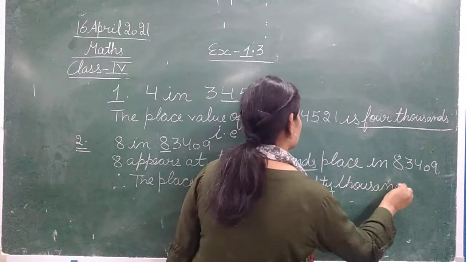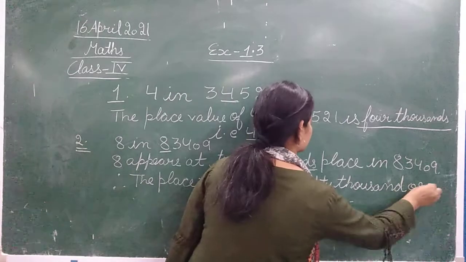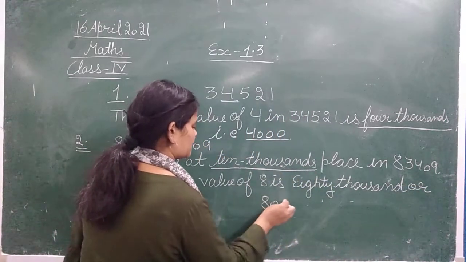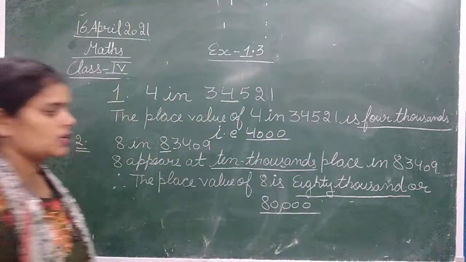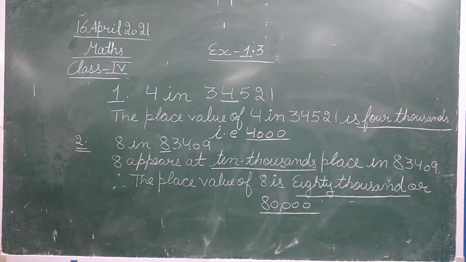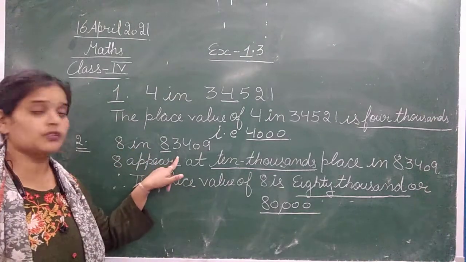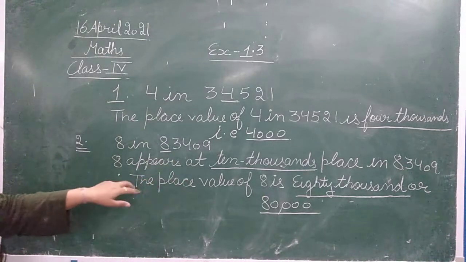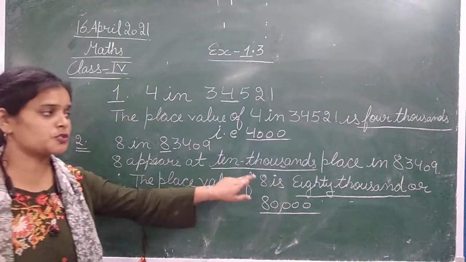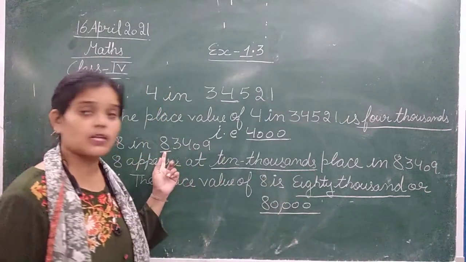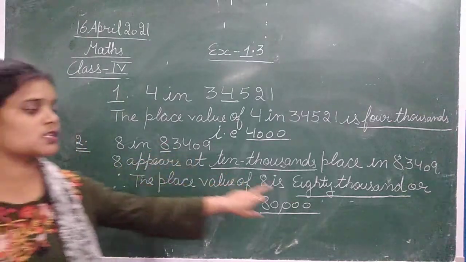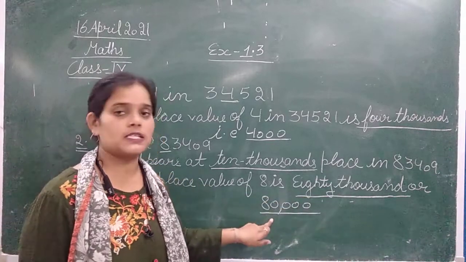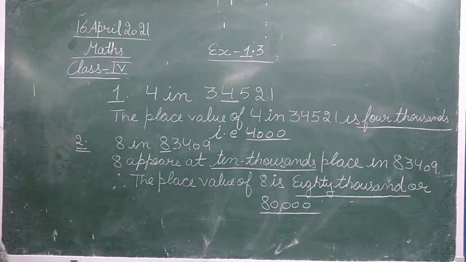You can write in number or like this, you can write both ways. Look, I have done the underline, you need to do this so that you remember. 8 appears at the 10,000 place in 83,409, so its place value is 80,000. Clear? So this is how you are going to write the solutions of these questions.